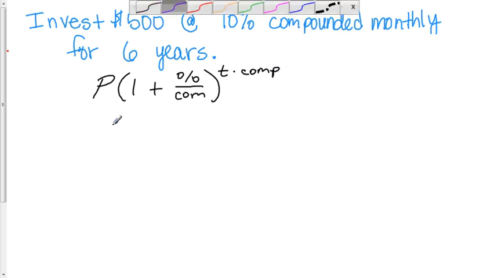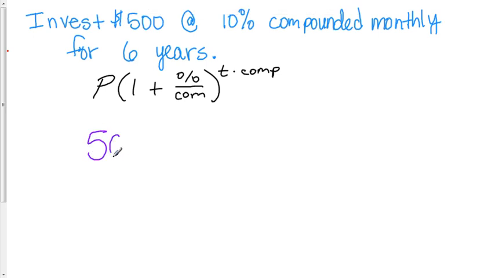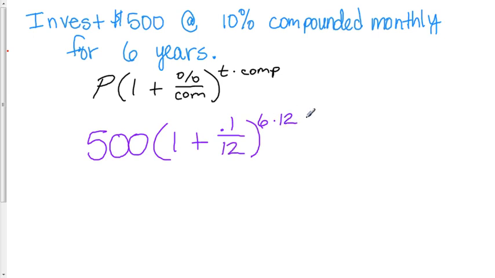So in this instance, you would have 500 and 1 plus 0.1, and since it is monthly, it would be over 12. And then since it is for 6 years, that would be 6 times 12 for your exponent.